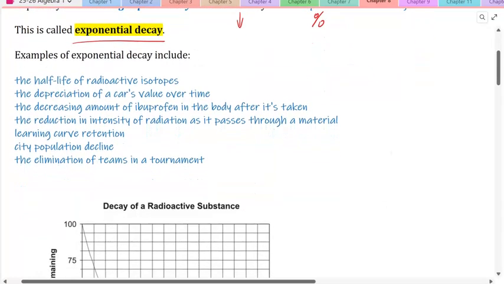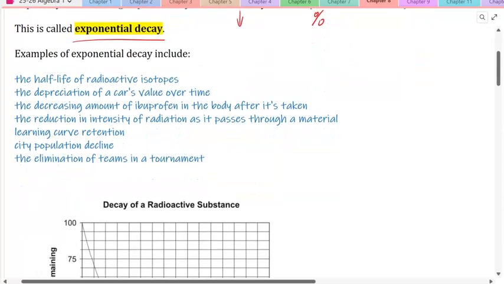Some examples of exponential decay would include the half-life of radioactive isotopes, the depreciation of a car's value over time, the decreasing amount of ibuprofen in the body after it's taken, the reduction in intensity of radiation as it passes through material, learning curve retention, city population decline, and the elimination of teams in a tournament. All great examples of exponential decay.